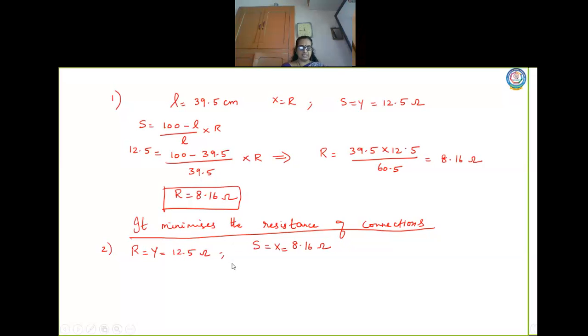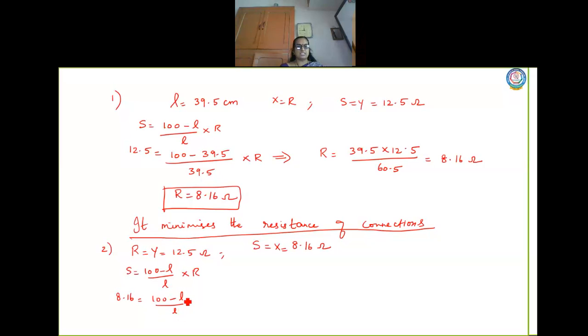Okay, now the connections are, now the resistances are interchanged. Now I need to find out the balance point of the bridge when X and Y are interchanged. So in that case, again I will go for the same formula. S is equal to (100 minus L) by L into R. So S becomes now 8.16 equal to (100 minus L) by L. This is what I should find out.